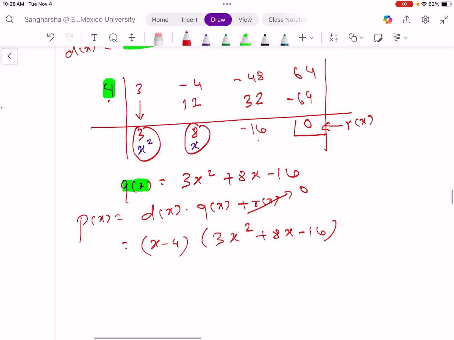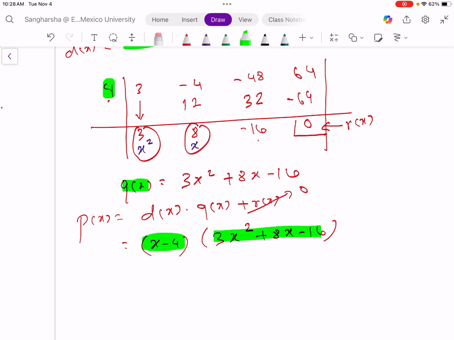Now we have a c. We had one factor. Now we found the second factor, which is the quotient. Now the second factor is in quadratic form. So we have to factorize completely.